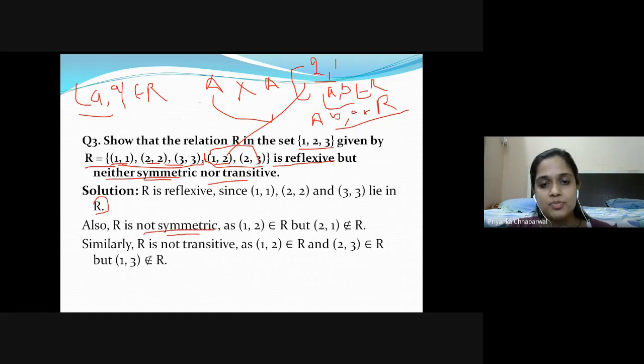Then I want to prove whether it is transitive or not. So how can we prove transitive? For transitive, if (a, b) belongs to R and (b, c) belongs to R, then (a, c) should belong to R. So here I see that (1,2) belongs to R, (2,3) belongs to R, but (1,3) does not belong to R. So R is not a transitive relation. Yes student, is it clear what a transitive relation is?